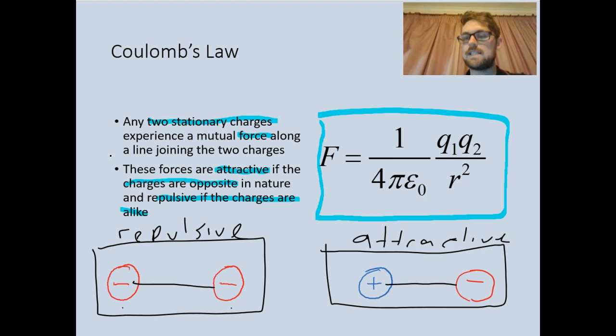So if we imagine the left-hand side as two electrons, they're going to be repulsive, so they'll move away from each other. And on the right-hand side, our positive and negative are going to be attractive, so they're going to move towards each other. So that's basically Coulomb's law. Now, it's represented by this equation here. F equals 1 on 4 pi epsilon naught Q1 Q2 over R squared, and we're going to go into that now.